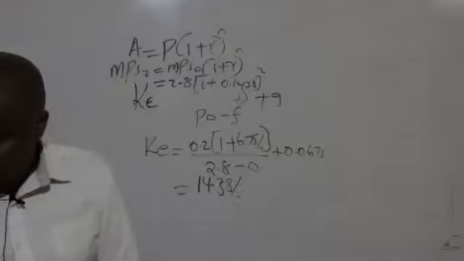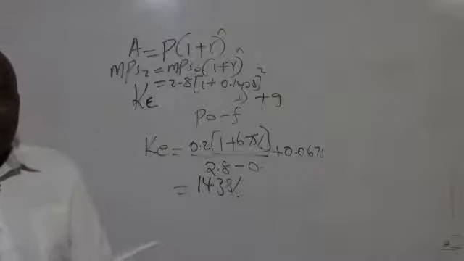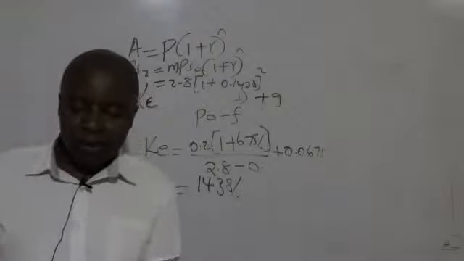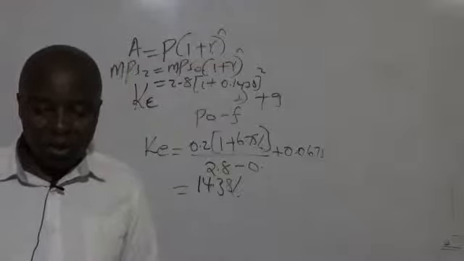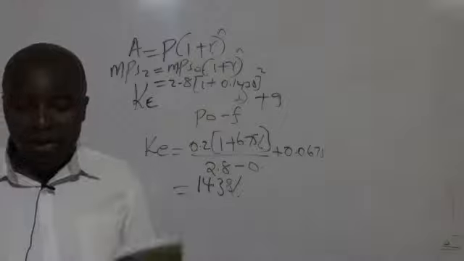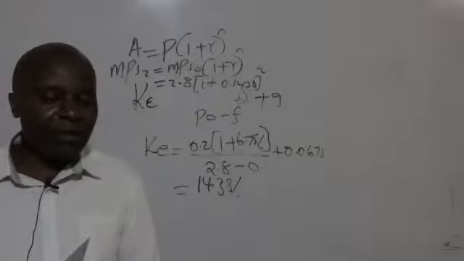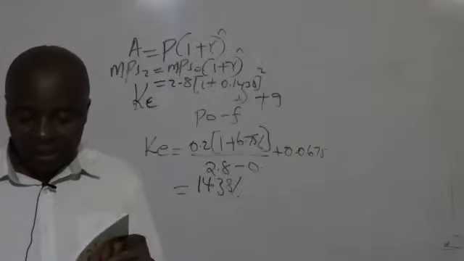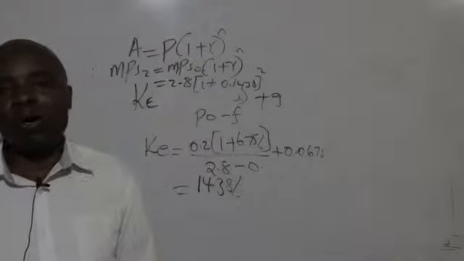Which question is this? It's May 2019, question number 3B. For those of you who have got these revision kits, it's page number 91. Page number 91 has a question there called Zomolo.